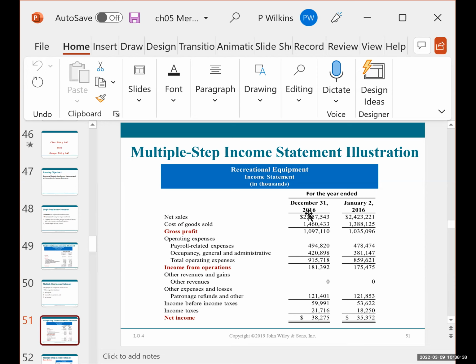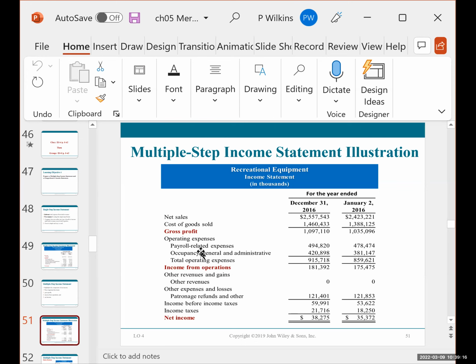So if we go back up to the top of the financial statement, you'll see it starts with the net sales of $2,557,543. Then you have to subtract out the cost of goods sold. So it cost $1,460,433 to sell those goods. That's how much it costs to get them, prepare them for sale, pay for the shipping, all that stuff, and actually sell them to the customer. So if we subtract that from the net sales, we get a gross profit of $1,097,110. Okay. Then from there, you subtract out the operating expenses.